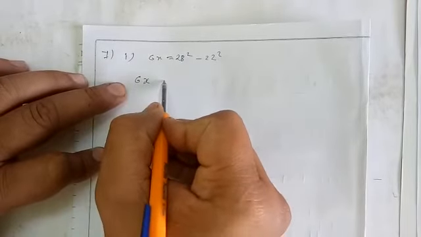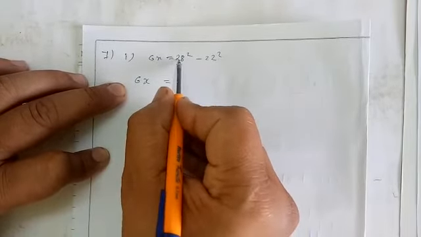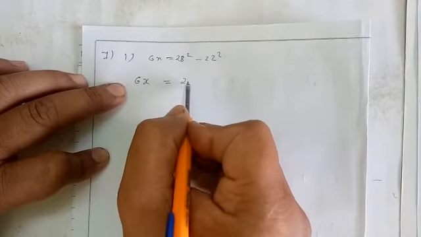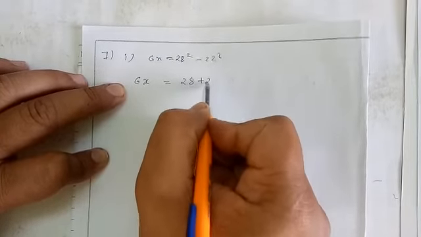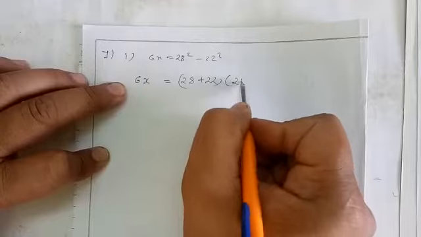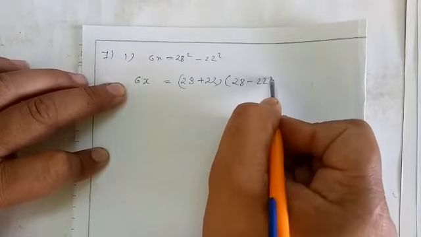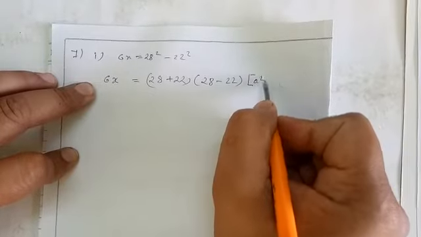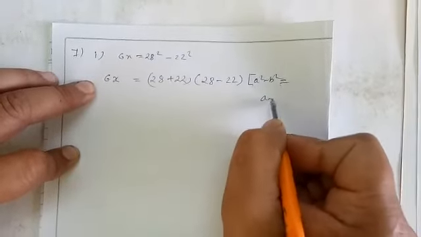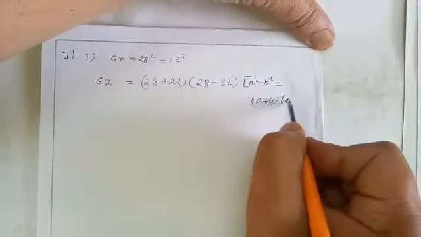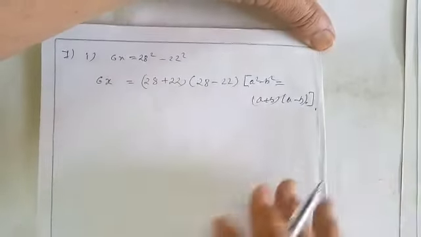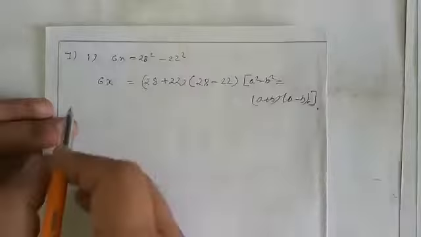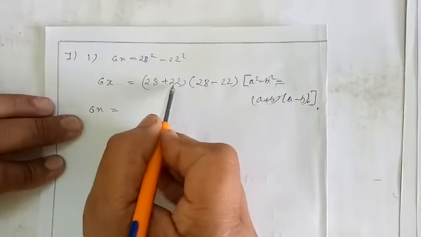6x as it is. This is in the form of a square minus b square. We know the formula a plus b, a minus b. At the side you have to write the identity: a square minus b square equal a plus b, a minus b.